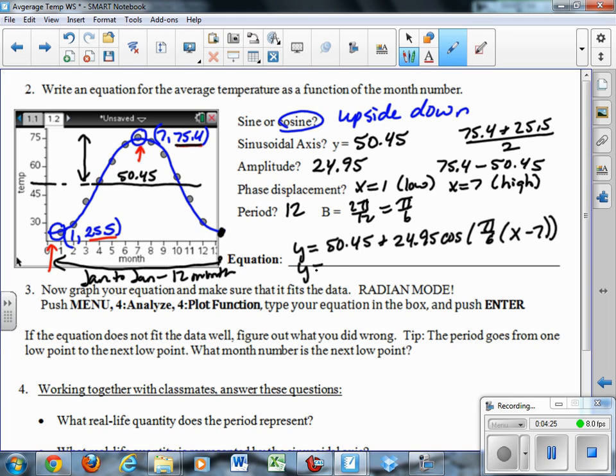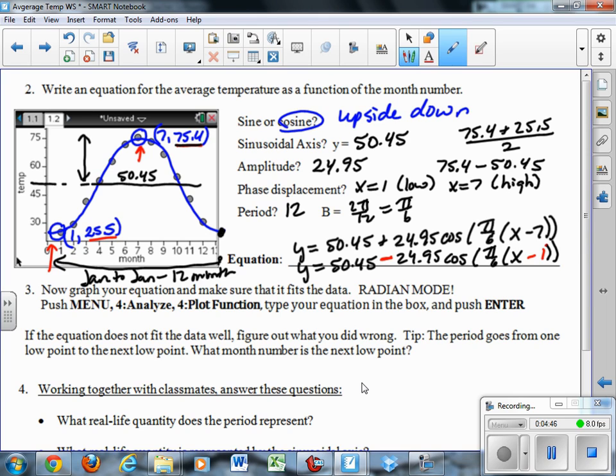I could also write y equals 50.45 minus 24.95 cosine pi over 6 times x minus 1. So that would be the difference, is starting at a high point versus starting at a low point.